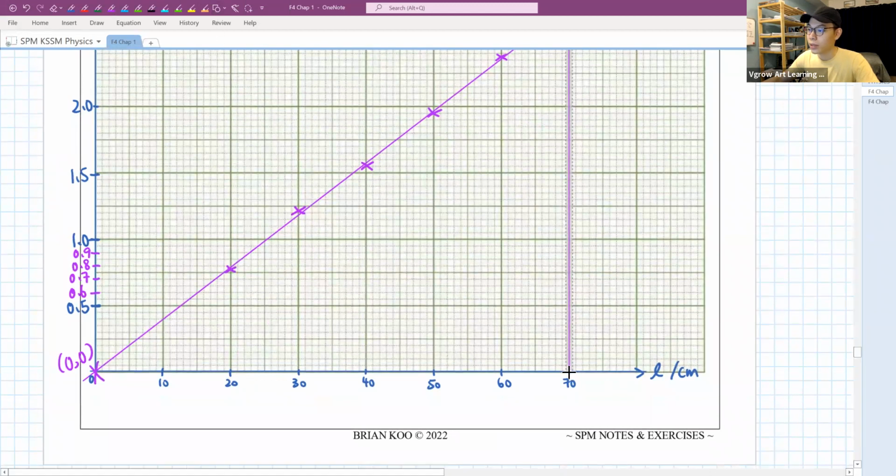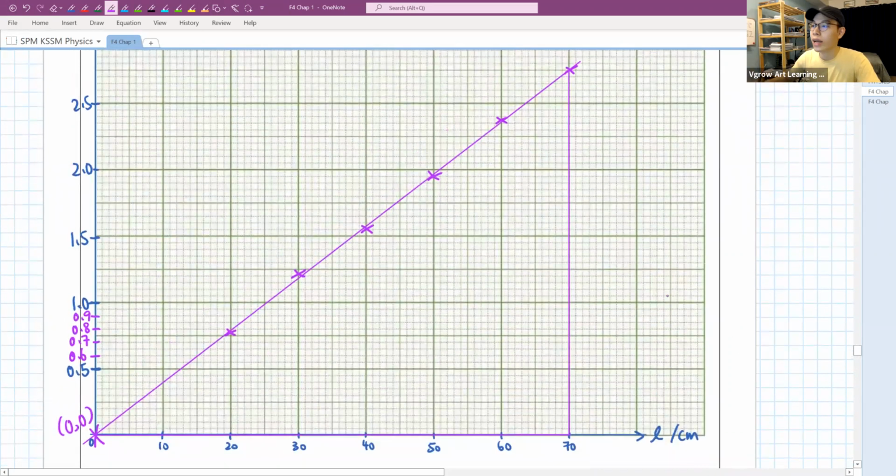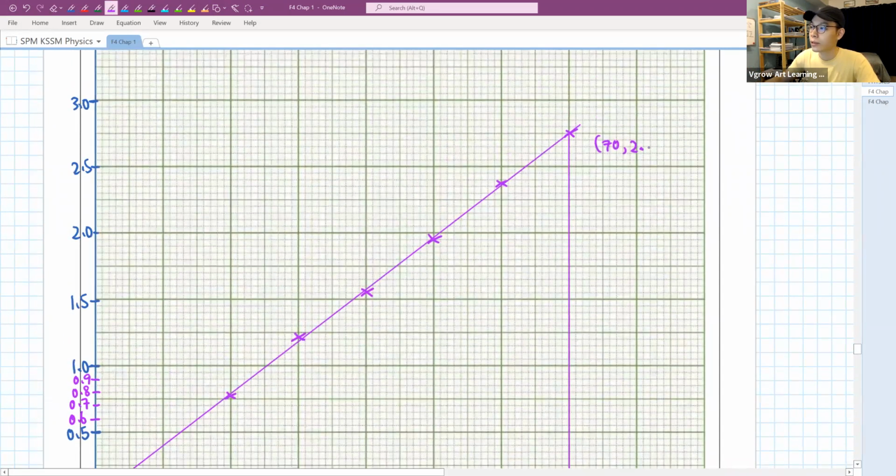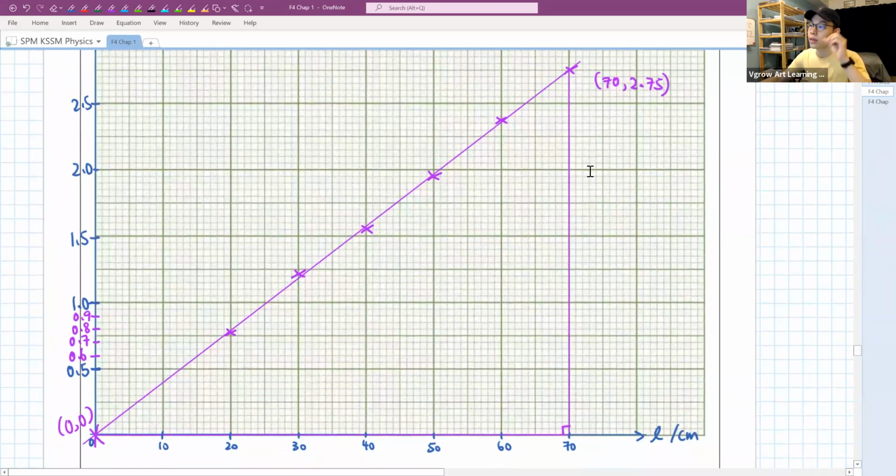Okay, the biggest possible triangle, because the two values at the ends are quite nice and it's on the line. So okay lah. This one is what, 70 and 2.75. Okay, 2.76 also can. You either use 2.75 or 2.76.